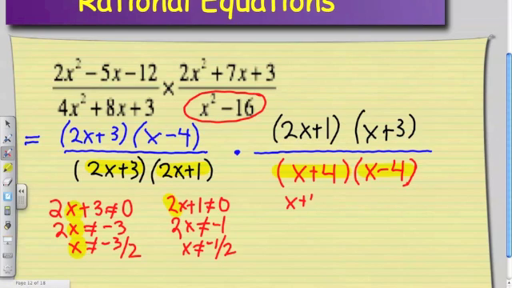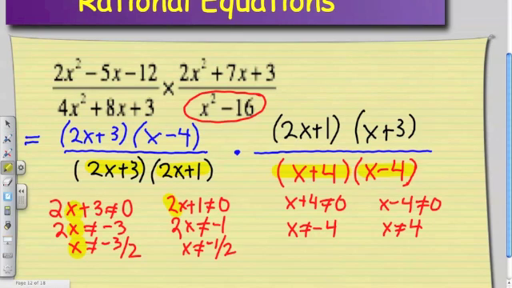x plus 4 cannot be equal to 0. x cannot be equal to negative 4. x minus 4 cannot be equal to 0. x cannot be equal to positive 4. So in total, I have 4 binomials in my denominator, and I have 1, 2, 3, 4 restrictions. So those 4 restrictions are worth half a mark each on your test.